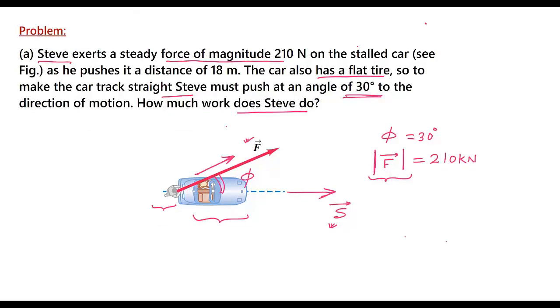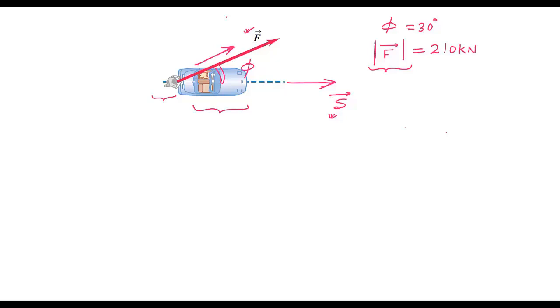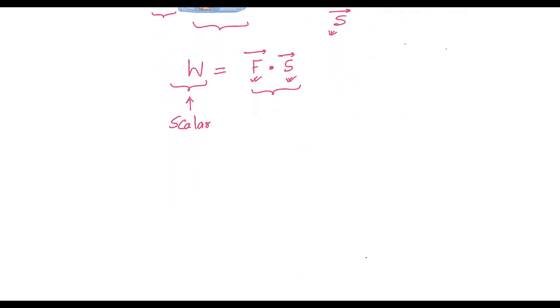So how will you calculate this? If you remember, work done is given by force dot displacement. So work is equal to F dot S. F is the force vector and S is the displacement vector, and this is the dot product. F is a vector quantity and displacement is also a vector quantity, but if you take the dot product of these two, work done is a scalar quantity. So we can use this formula to calculate work done in this case.